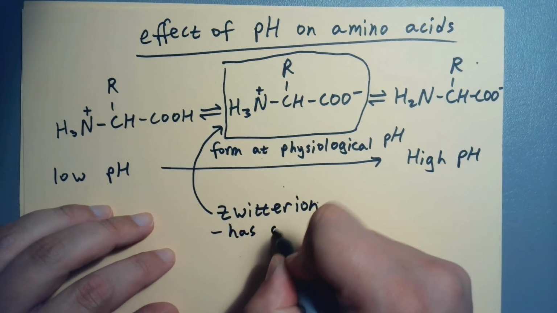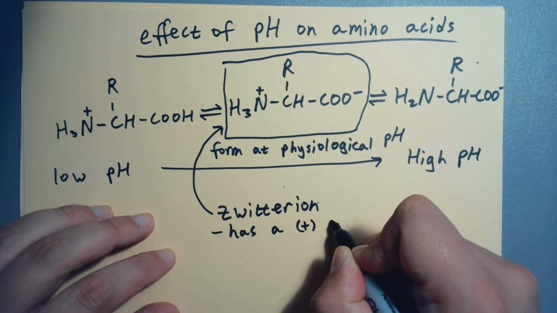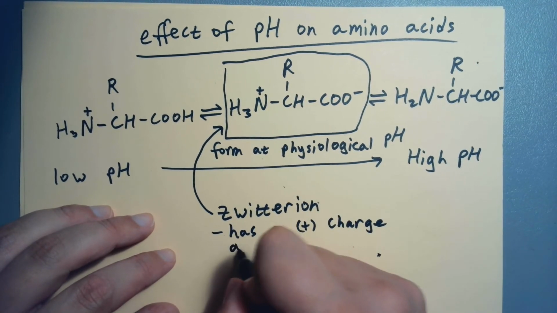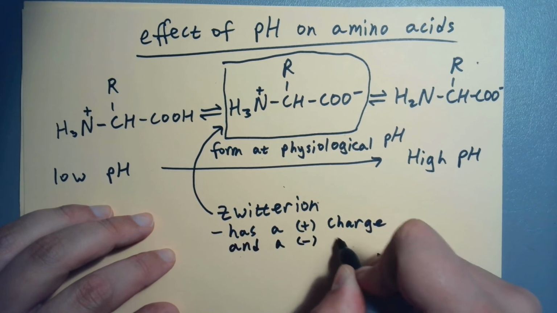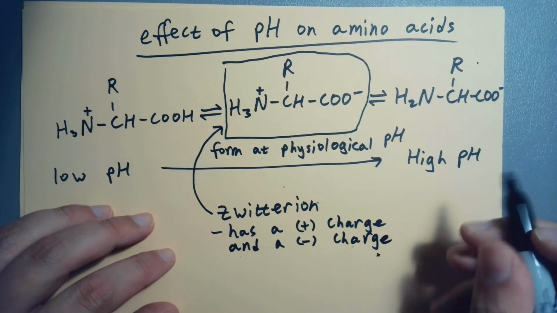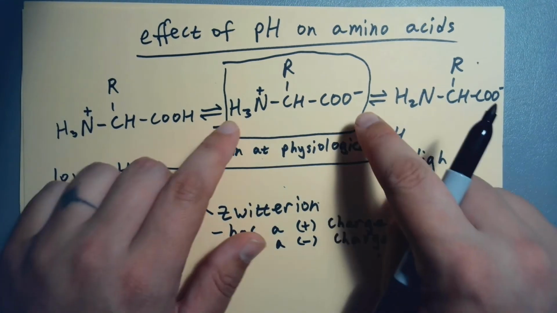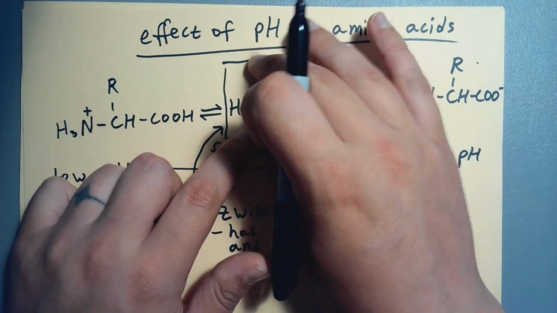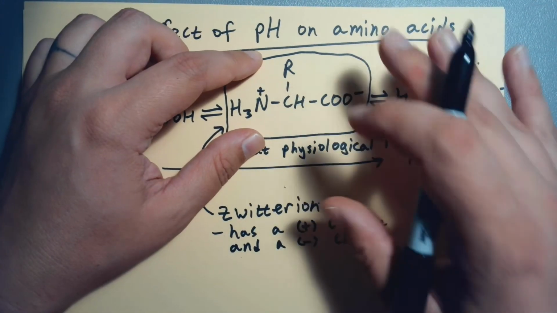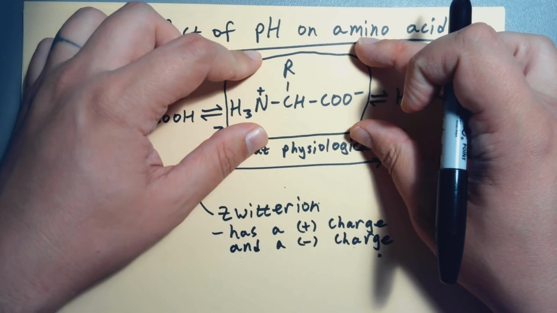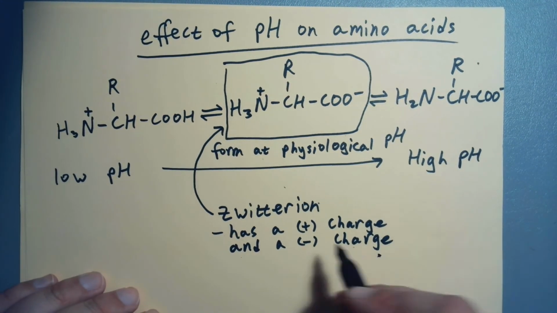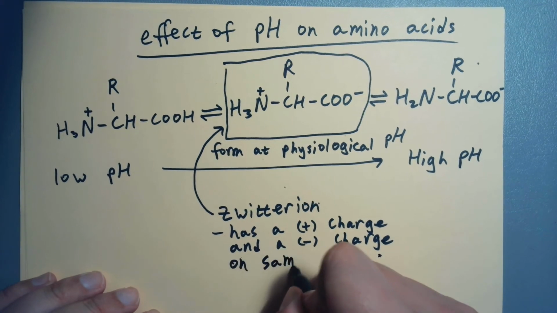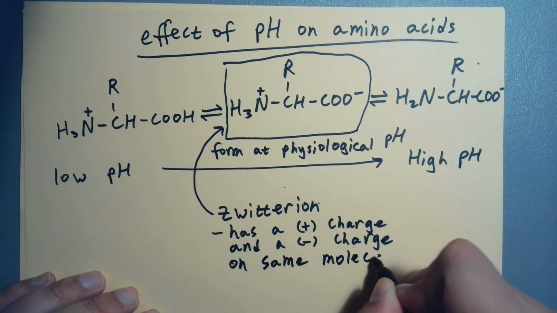So it has a plus charge and a minus charge. Again, this is different than a polar molecule because these are full charges. This isn't like a delta plus or delta minus or a little arrow. Like, this is a +1. Oh, sorry, this is a +1. This is a -1. That's what makes it a zwitterion. So it has a plus charge and a minus charge on the same molecule.